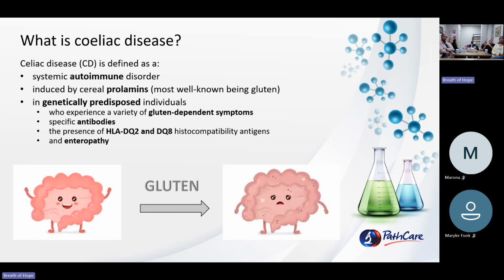So what is celiac disease? It's defined as a systemic autoimmune disorder induced by cereal prolamins, the most well-known of those being gluten, in genetically predisposed individuals. They experience a variety of gluten-dependent symptoms and specific antibodies, and they generally have the presence of HLA-DQ2 and/or DQ8 histocompatibility antigens, and these patients also experience enteropathy.